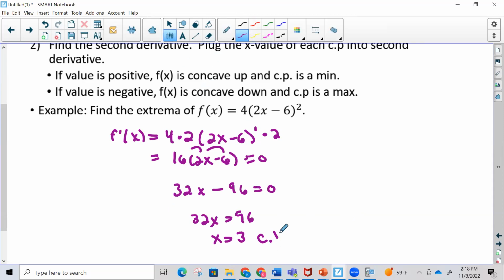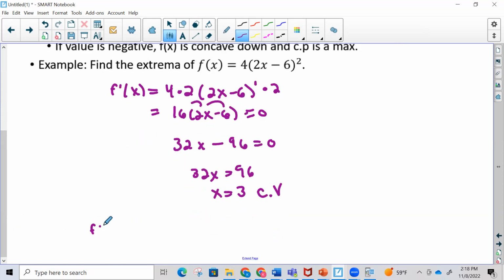So then with the second derivative test, I take the second derivative. Going back, my first derivative was 16 times 2x minus 6. I probably want to distribute that to make it easier. So it's 32x minus 96. If I take the derivative of that, I just get 32. Now, if this wasn't a constant and it was a variable with x, we would just plug the 3 in. But since we get a constant, we know that it's always positive.